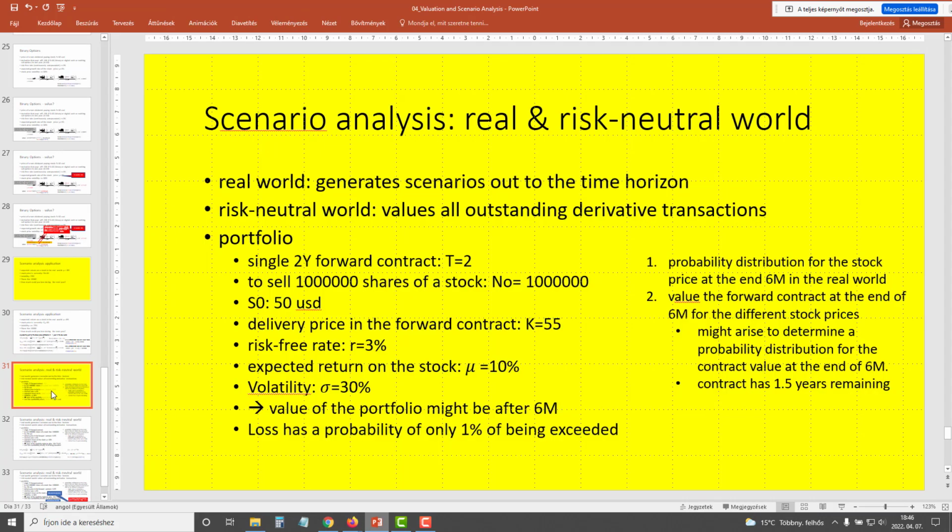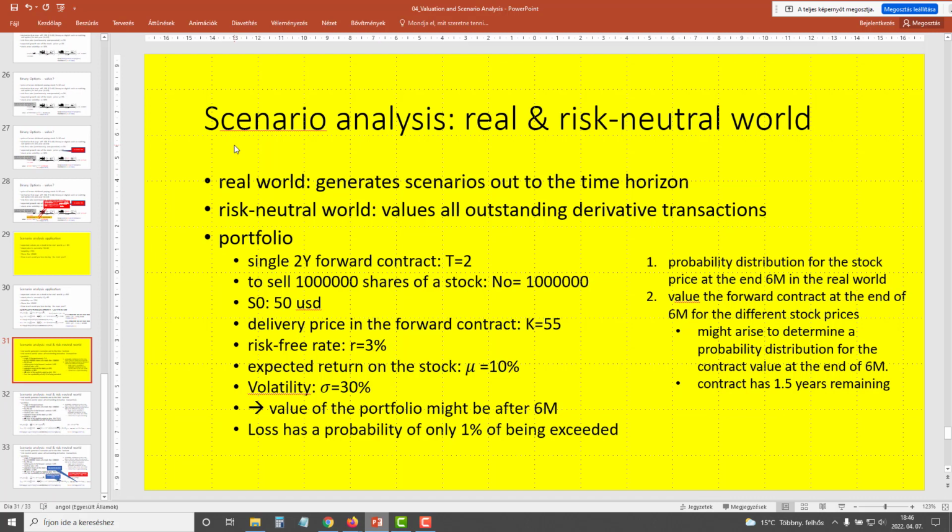Okay, then what is happening when we have to compare this real and risk neutral worlds? So can we combine them? And of course we can. So in the real world, it generates scenarios out of time horizon. In risk neutral world, we can value our outstanding derivative transactions. So I think this looks like mumbo jumbo, but let's see the actual problem, and we can understand what is the problem here and how can we solve this.